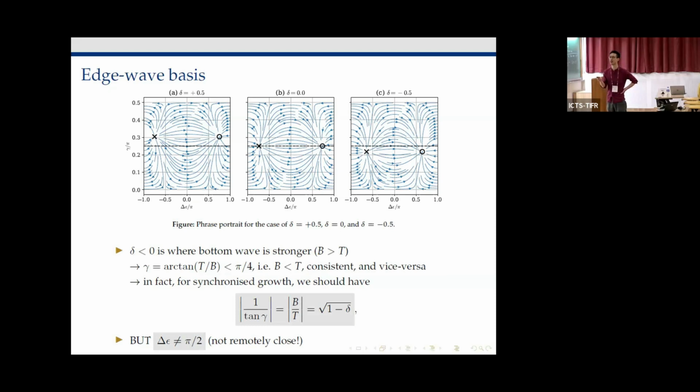And then for 3 cases where we have instability, this would be your delta positive, zero, and negative. So this is the standard Eady problem. Okay, the circular points are the fixed points. So these are fixed points of the dynamical system, and these correspond to the unstable mode. All right. So the way you think about this is that you arbitrarily start with some edge waves.